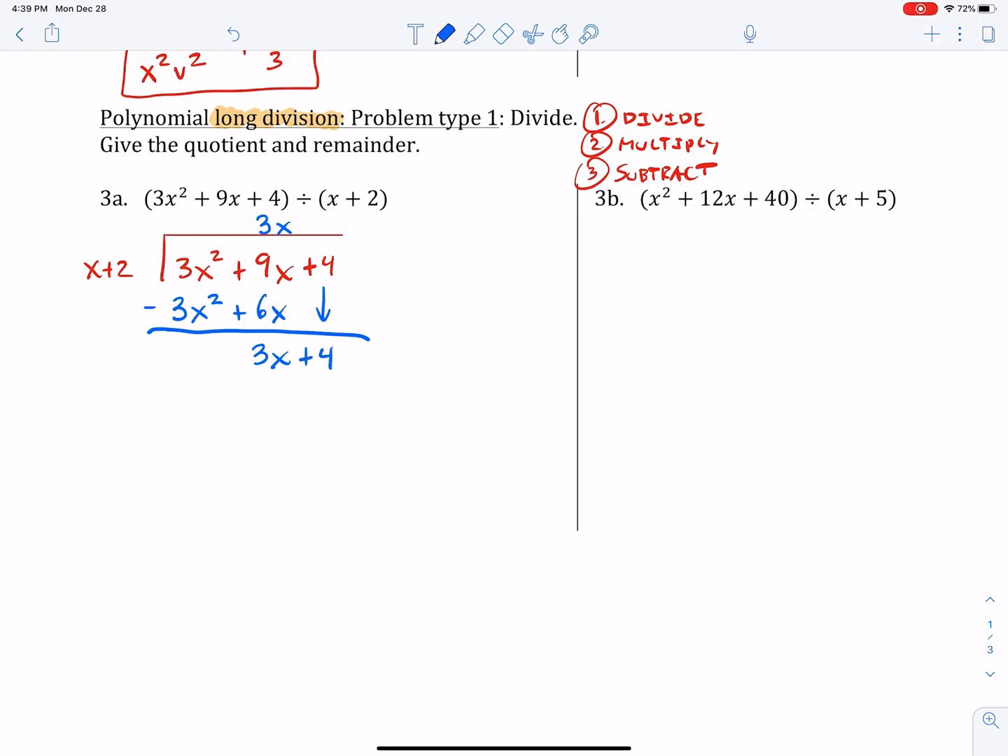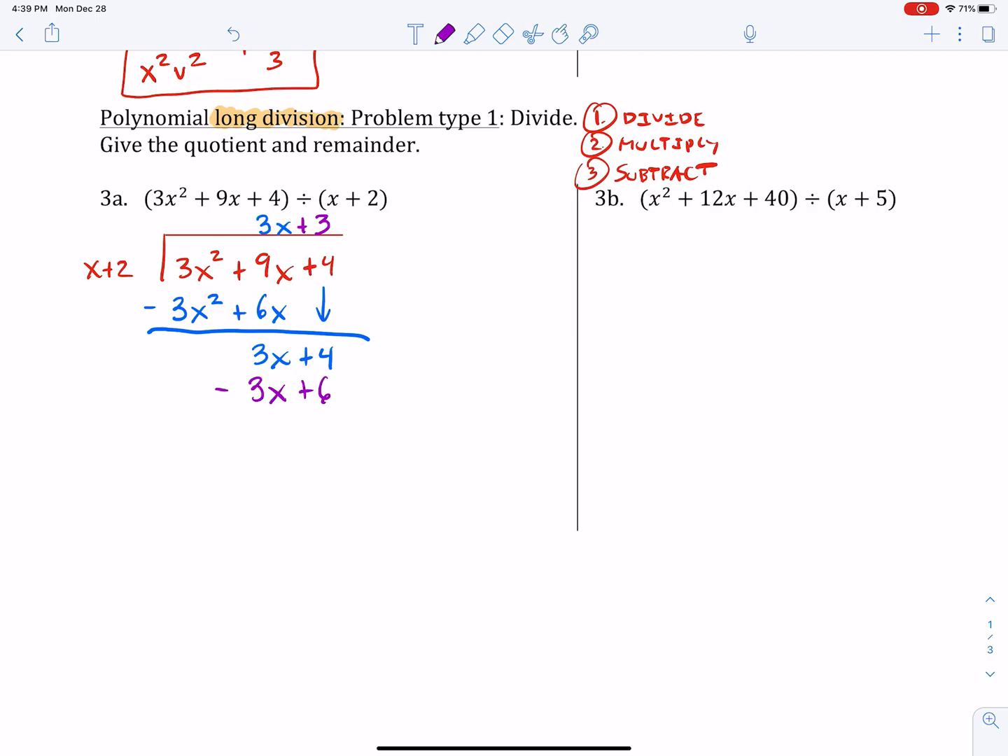And what we need to do is do the process all over again. I'll do a different color this time. I'm going to take this 3x that we have down here at the bottom and divide it by x. 3x divided by x is just a positive 3. Then I'm going to multiply 3 by x. That gives me 3x. 3 times 2 is 6.